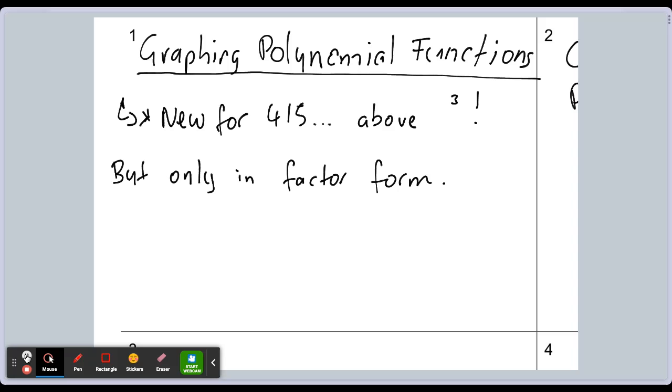Okay, so new for 415 is we can start examining functions that are above cubics. And that's what that bit there means, to the power of 3. So we're going to look at polynomial functions above power of 3, but only in factor form. So we're only going to focus on if I can take, say, a quartic, which is a power of 4 function, and I can then turn it into factor form, or maybe you're given it in factor form already, then that's something that you should be able to graph.